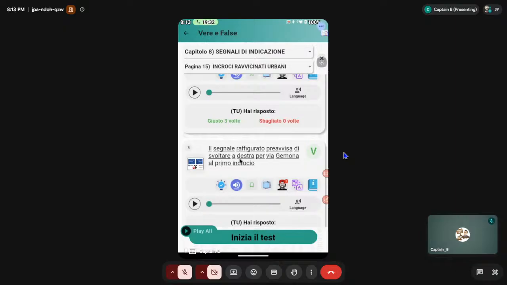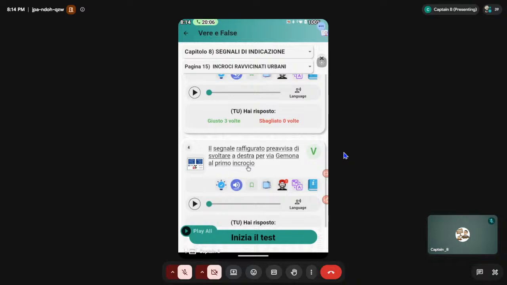Turning to which side? Destra. What's destra? Destra means your right. Turning to your right. Via Gemona. Gemona is the name of a street. Via Gemona is at the primo incrocio. Now, if you look carefully, Gemona is at the right, which is the first junction at the right. Yes, it is true. Destra, primo incrocio.